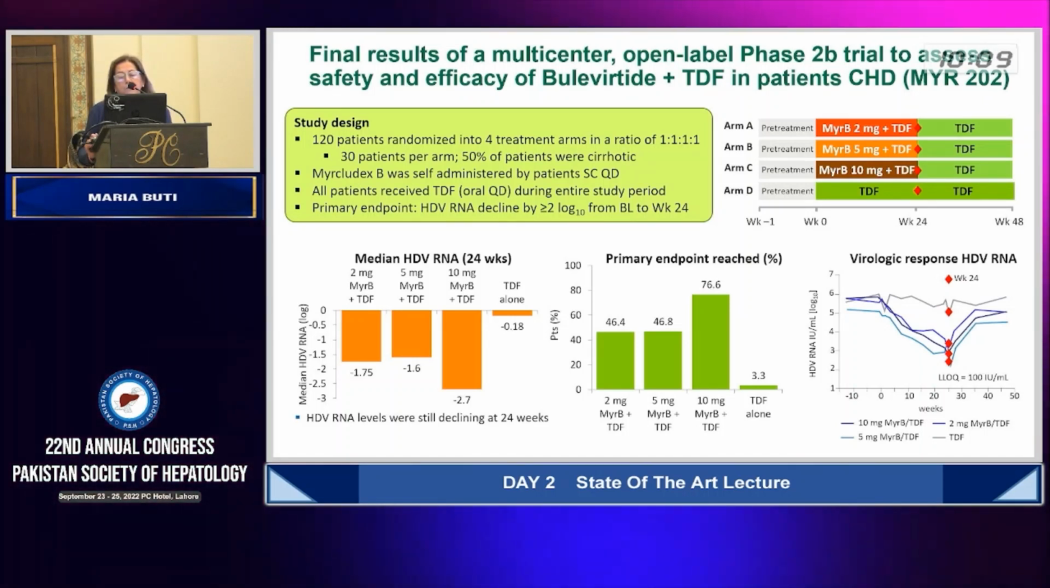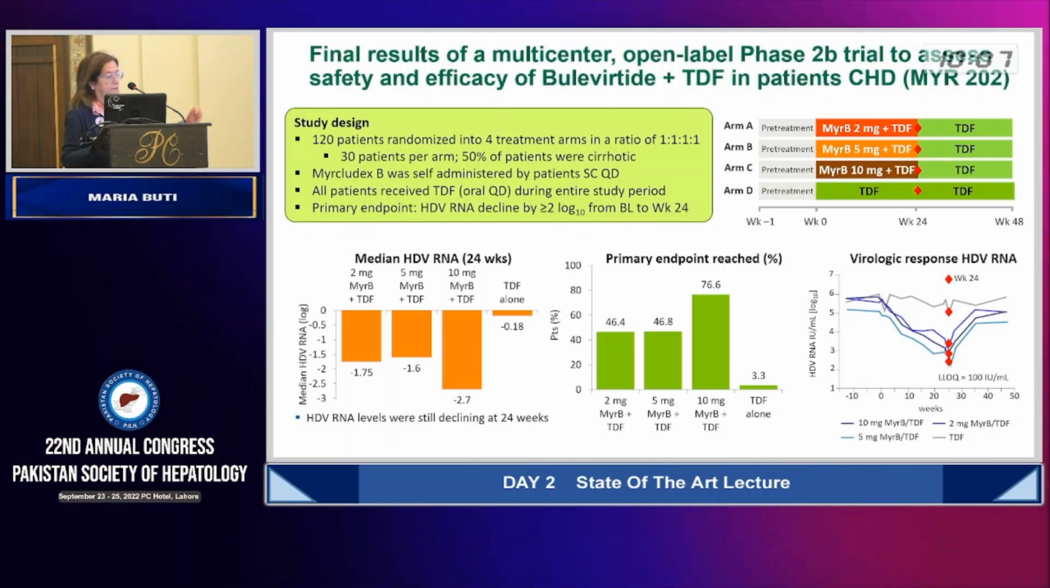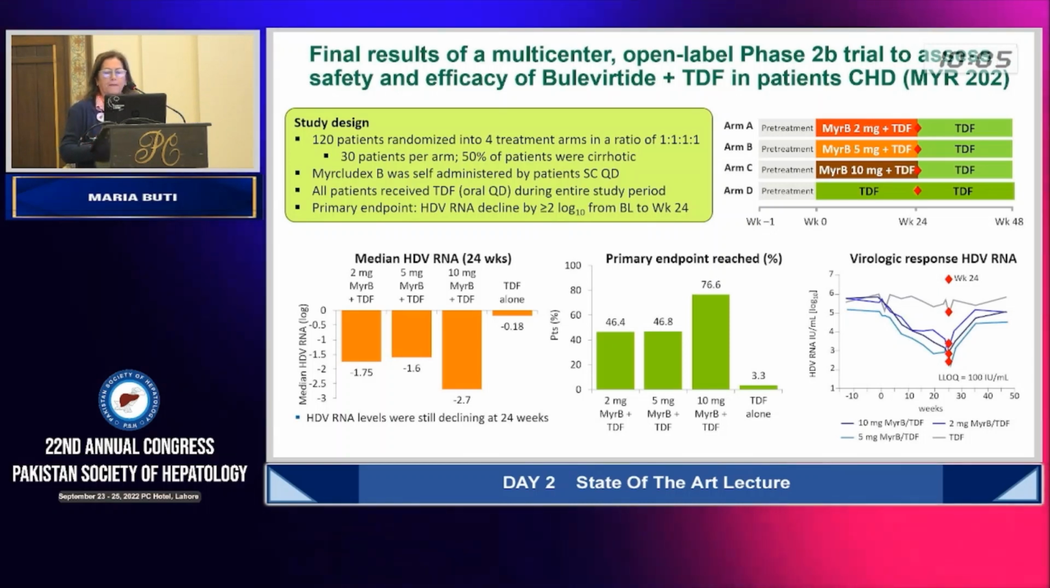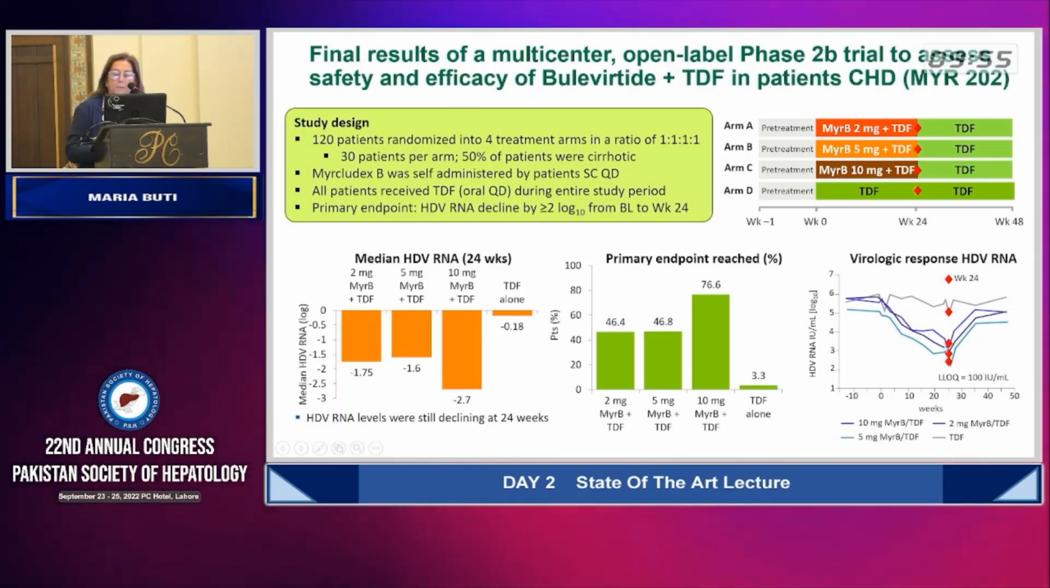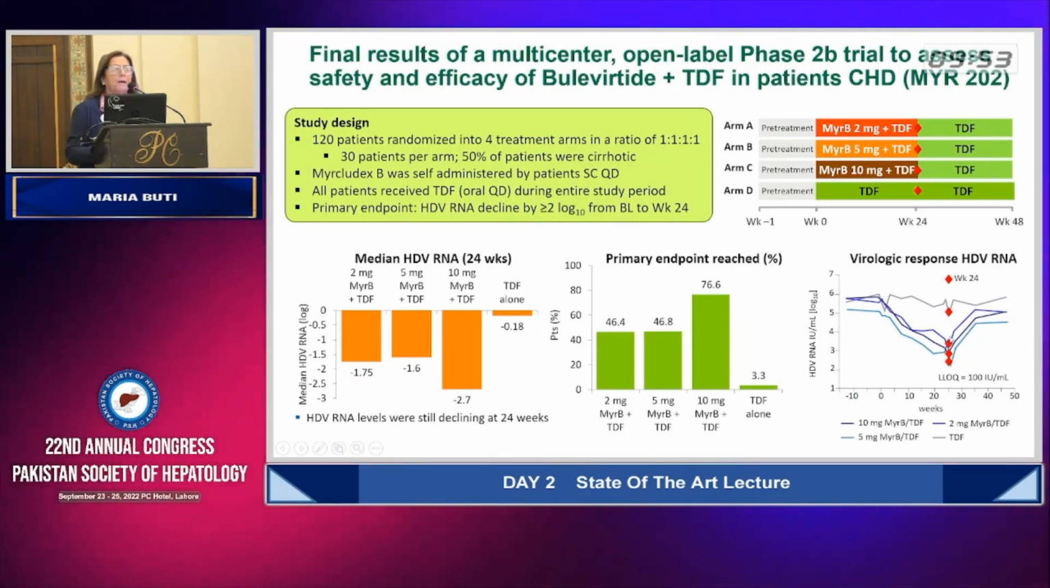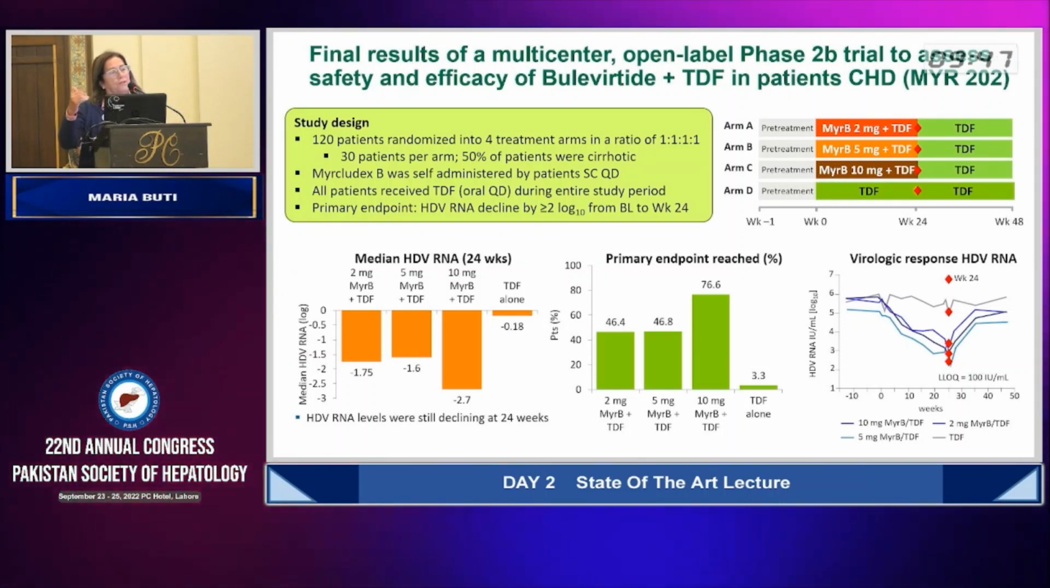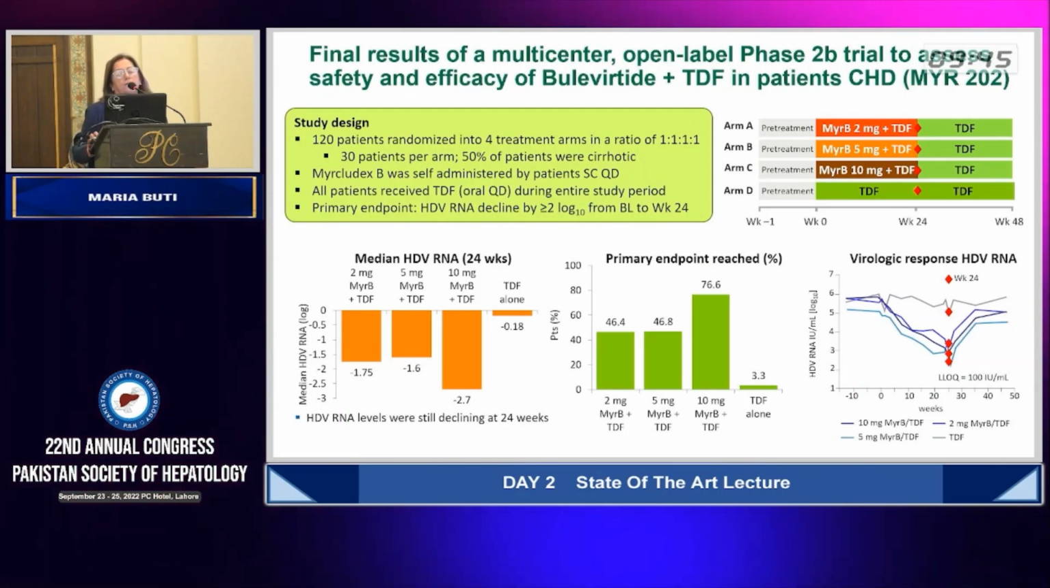And what is more important, if you look at the graph, that after 24 weeks of treatment, during treatment, patients achieved these 2 log declines, but when we stop treatment at week 24, the majority of patients relapse. So it has a transient effect and suggests that we need longer treatment.